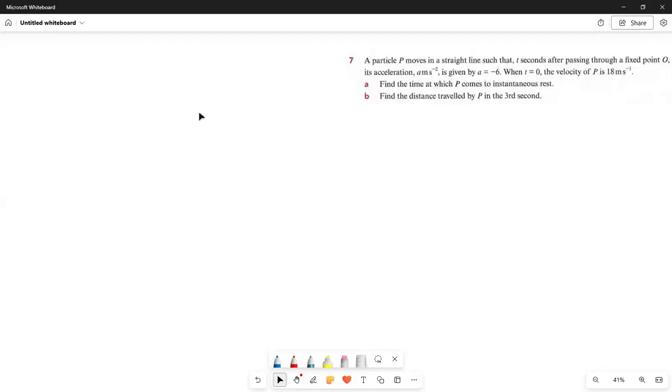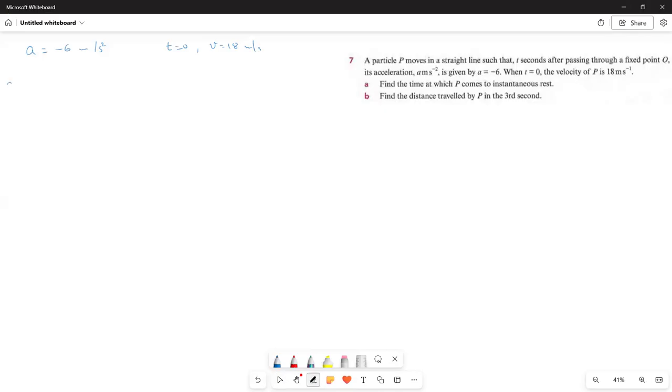We will be doing question number 7, chapter 16. Okay, so this is also not too difficult a question. We are given that acceleration is given by minus 6 meters per second squared. And this is also an important piece of information: when t is 0, the velocity was 18 meters per second. Find the time at which P comes to rest.